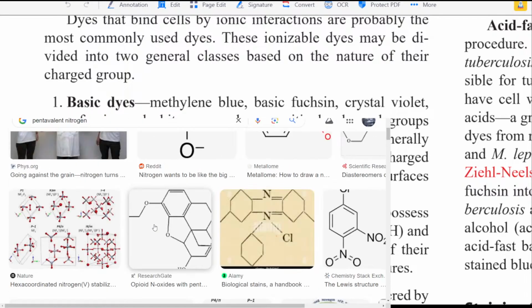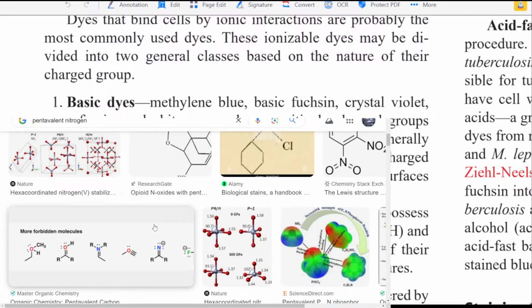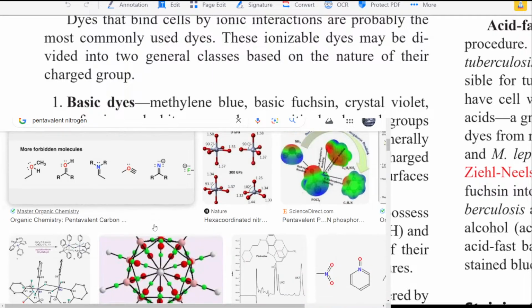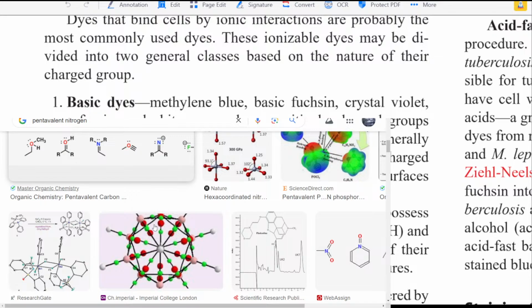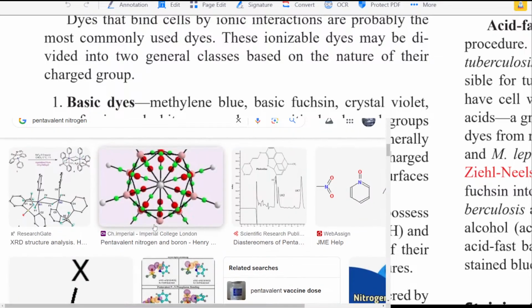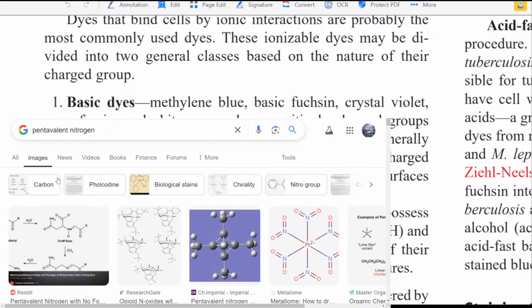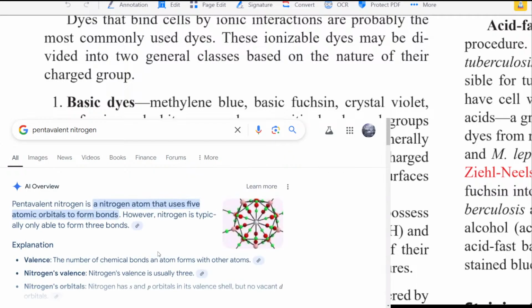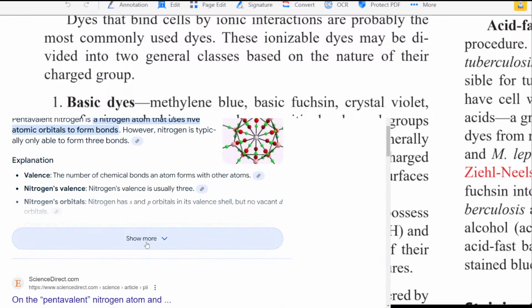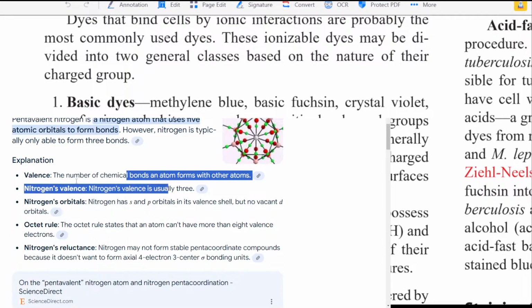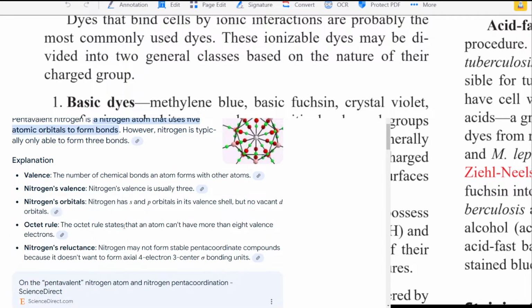Guys, skip this, okay, if you want to study just the stainings. I'm curious, what do they mean by pentavalent? Valence, the number of chemical bonds. Nitrogen valence is usually 3. What the heck? 2, 2, or 3. Alright.